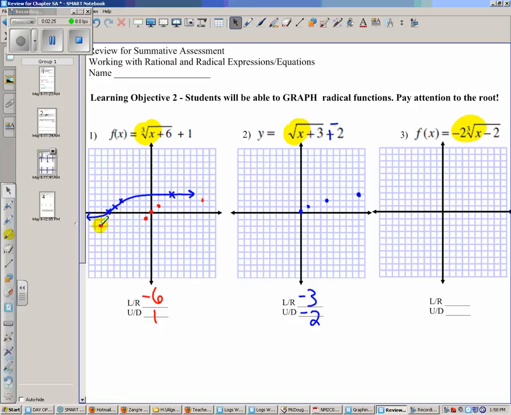And then I'm going to shift all the points. They're all going to shift left 3 and down 2. So the furthest left point is left 3 and down 2. And I'll do that with each point. And when I connect, it starts at the furthest left point, and then it continues going. So I'll have an arrow on the right side, but a starting point on the left side.